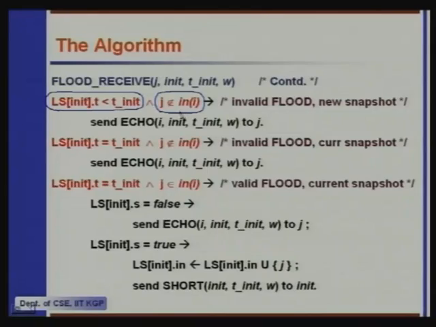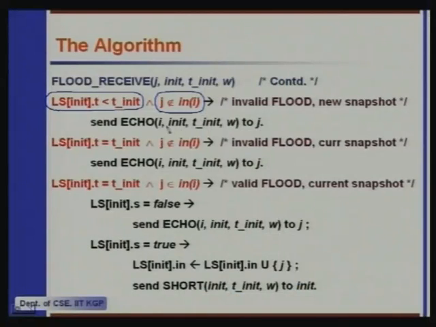So, what should node I do when it gets this invalid flood for a new snapshot? It will simply send the echo back. That is exactly what it does. It sends echo with all these parameters init, t init, w back to J, right.